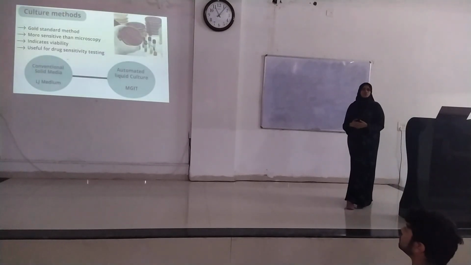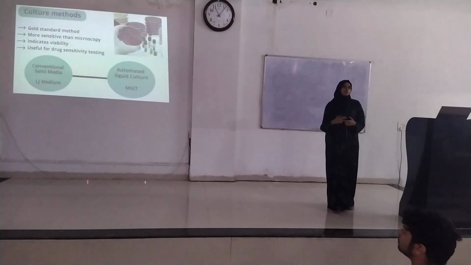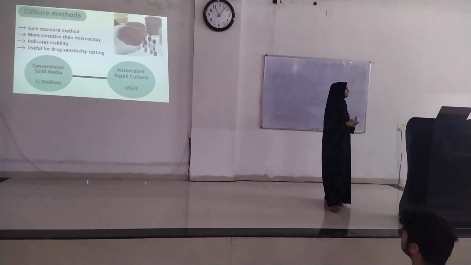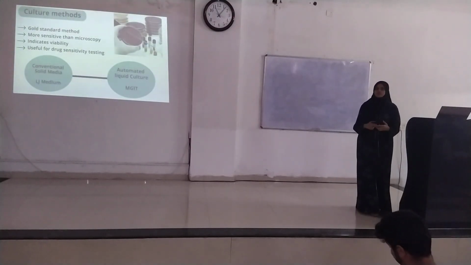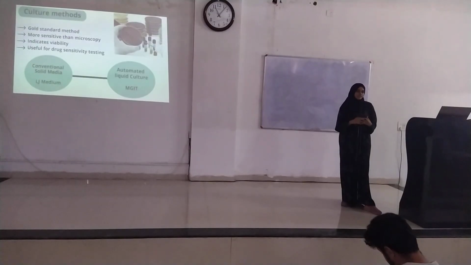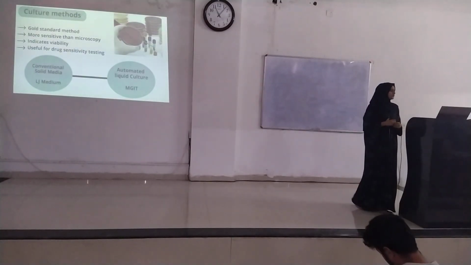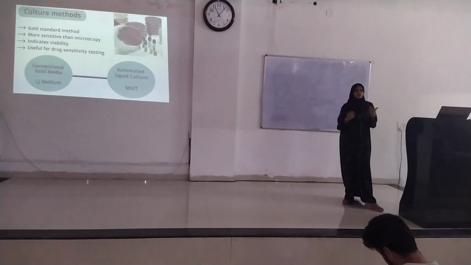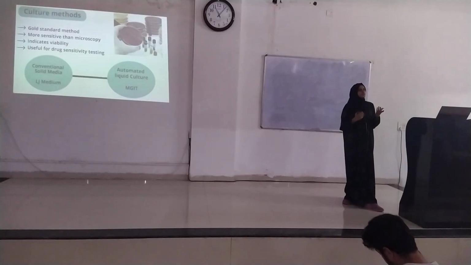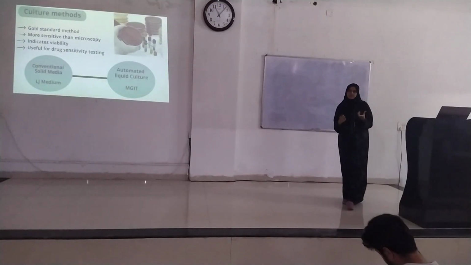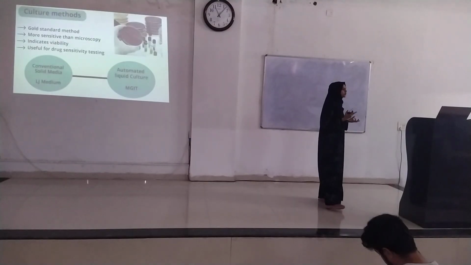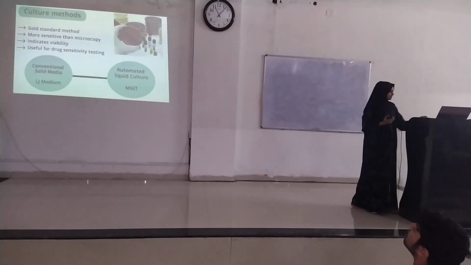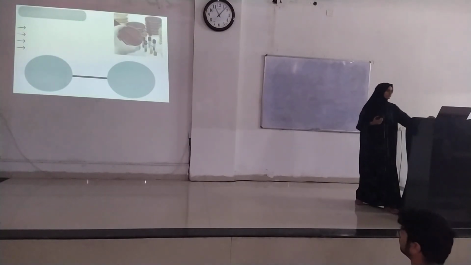Now the culture method. This is the gold standard method for tuberculosis and it is more sensitive than microscopy. It indicates viability and it is useful for drug sensitivity testing. Basically we use 2 types of media. One is the conventional media, where we use the LJ media, the Lowenstein-Jensen media, and the other one is the automated liquid culture media, where we use the MGIT, Mycobacterial Growth Indicator Tube.